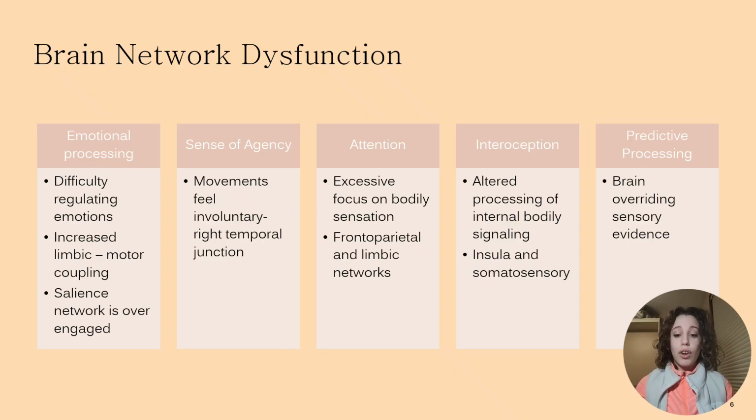And then fourth, we have interoception. This is altered processing of internal body signaling, such as heartbeat and breathing. And this may contribute to sensory symptoms such as dizziness and heightened bodily awareness. And last, we have predictive processing, which is the brain overriding sensory evidence. So this leads the brain to believe an abnormal movement is correct.